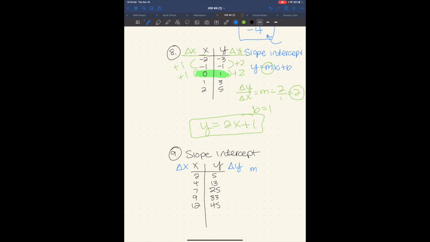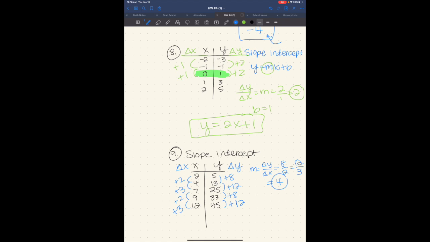So if we do change in y over change in x to find our m, because remember, m equals change in y over change in x. We've got plus 8, plus 12, plus 8, plus 12. So they're different. Here we got plus 2, plus 3, plus 2, plus 3. I need to make sure those are equal, so 8 over 2 needs to equal 12 over 3. Those both equal 4, so we're good.